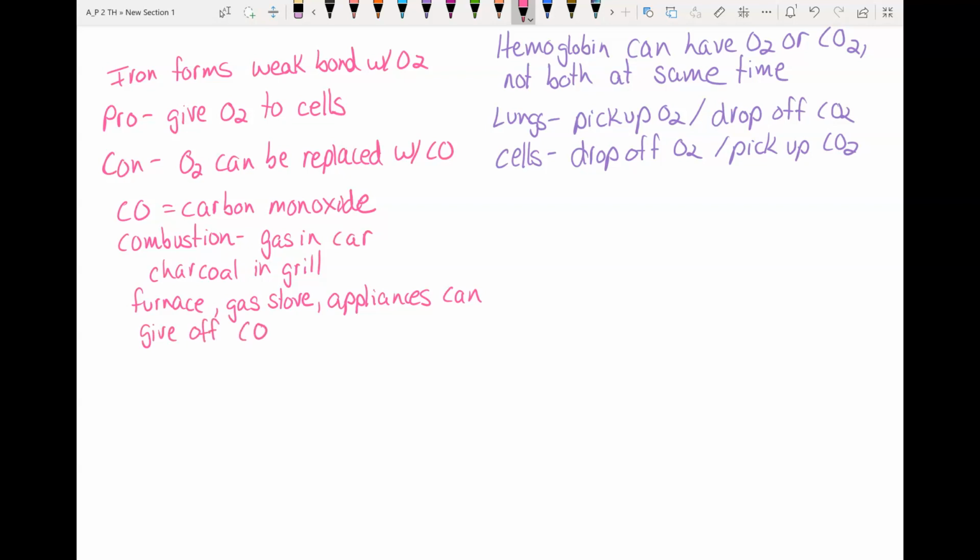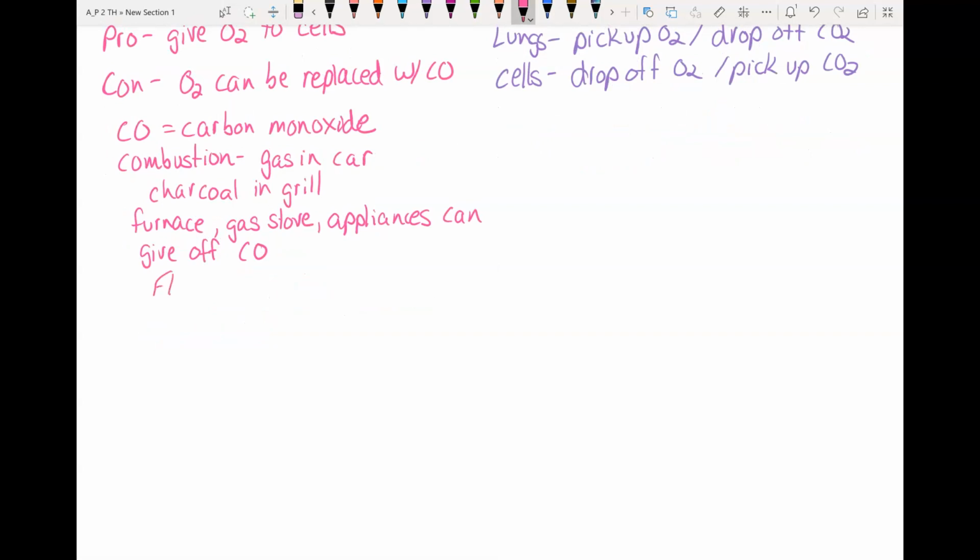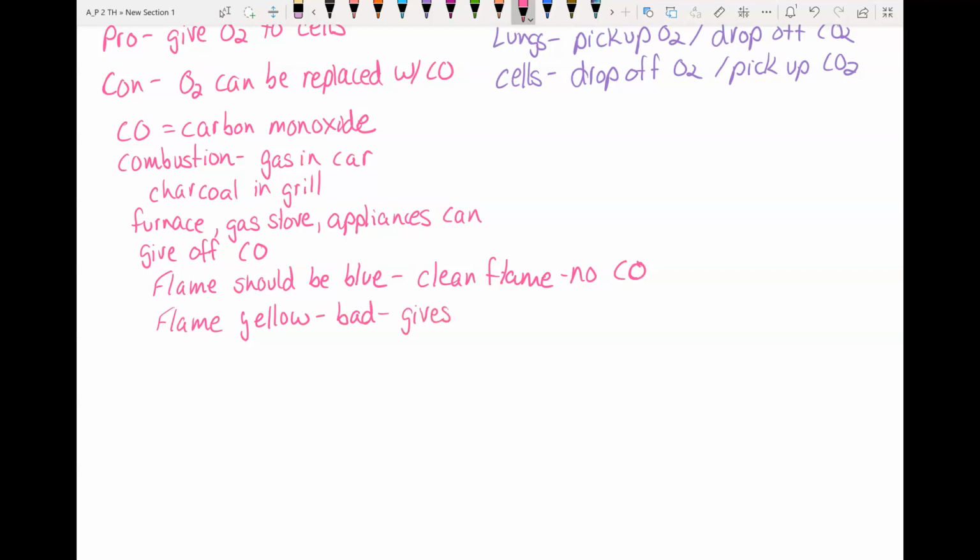And here's a little tip of how you can tell. When you look at your gas stove, you see the flame, or if you have a gas furnace, you can look inside of it and see the flame. The flame should be blue. If the flame is blue, that's good. That's a clean flame. So there's no carbon monoxide. If you ever look at your stove or your furnace or whatever, and the flame is yellow, that is bad. Yellow means that it's giving off carbon monoxide. So you want to turn the appliance off, get out, and call somebody to come fix it because you don't want to get carbon monoxide poisoning.